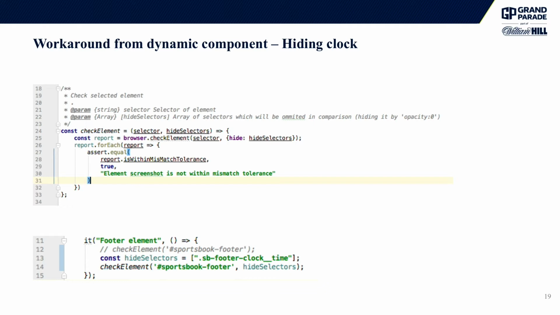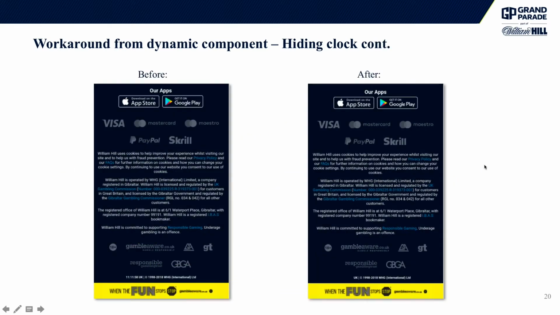There is the hide selectors variable where we put the CSS selector for this clock, and we just change the check element function in our test case. So in the end we receive something like that. As we can see, the clock is hidden now, and there is the worst part, because we need to manually change the reference screenshot, because the first one is saved as the reference one and will always be used until there is a certain file name consisting of test name and browsers and etc.